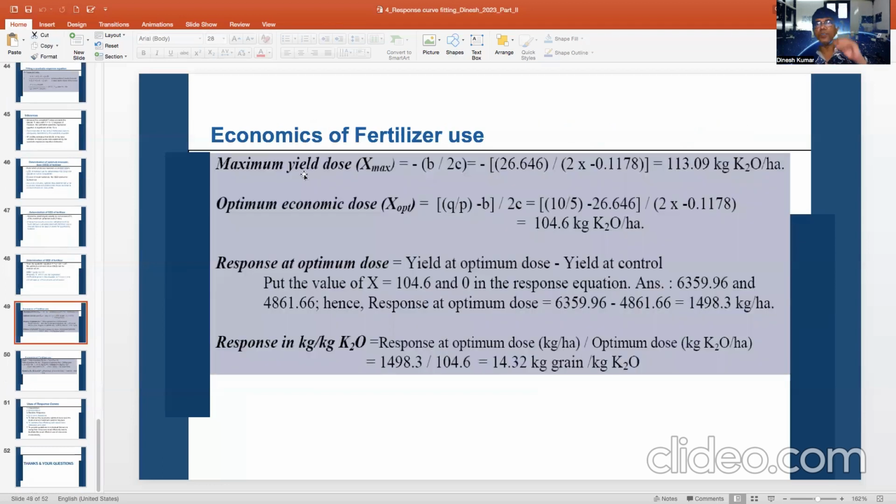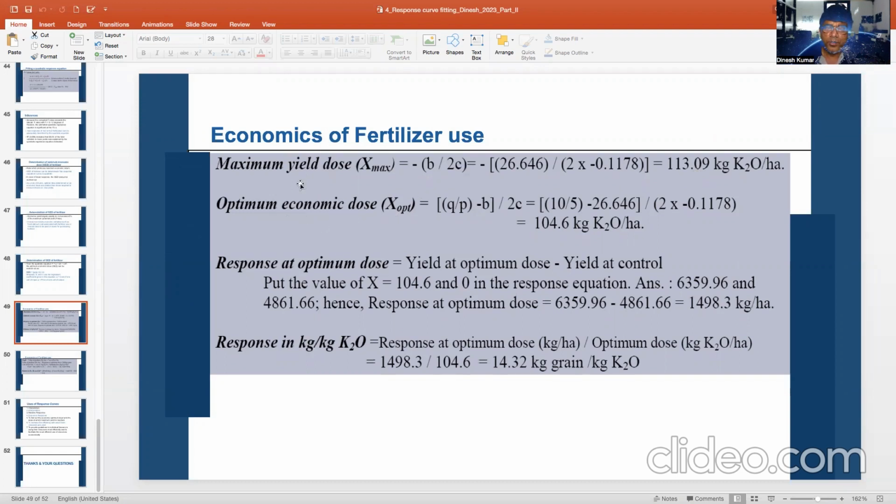So here you need to calculate the maximum yield dose. And that was the original maximum yield dose. Now based upon the equation, you can also calculate the maximum yield dose, which in short you can write X max. So it is very easy to remember, minus B upon 2C. Put the value of B and C in the equation and you get 113.09. So originally you were getting maximum yield at 120. But here you are getting maximum yield at 113 based upon the fitted equation.